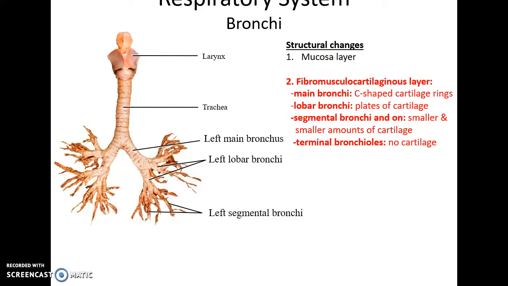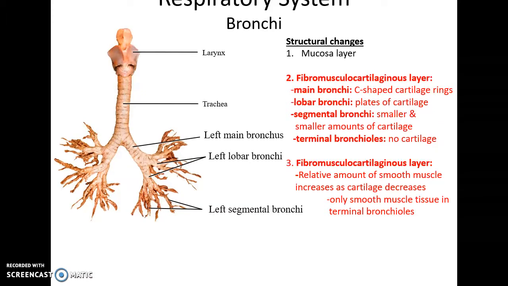At the fibromusculocartilaginous layer, the main bronchi still have C-shaped cartilage rings. The lobar bronchi, the rings become more like plates, so they're thinner and smaller. Then they continue into the segmental bronchi and so on, becoming smaller and smaller, so there's less and less cartilage within these structures, until finally you reach the terminal bronchioles that have no cartilage, just smooth muscle tissue in this layer.